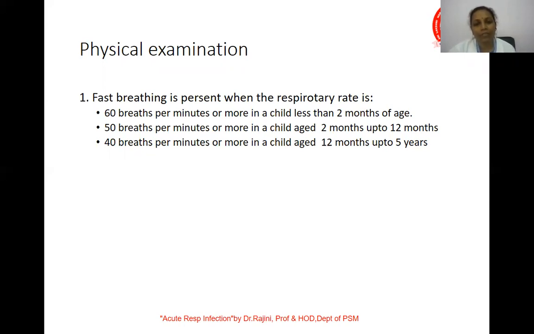In case of less than 2 months of age, if the child is having 50 breaths per minute or more, the child is from 2 months to 12 months of age group. And 40 breaths per minute or more in a child aged 12 months to 5 years, then we can say the child is having pneumonia. This is mainly by counting the breaths, the respiratory rate. The mother or the caretaker or the healthcare providers or the Anganwadi workers should be taught how to find out whether the patient is having fast breathing or not.